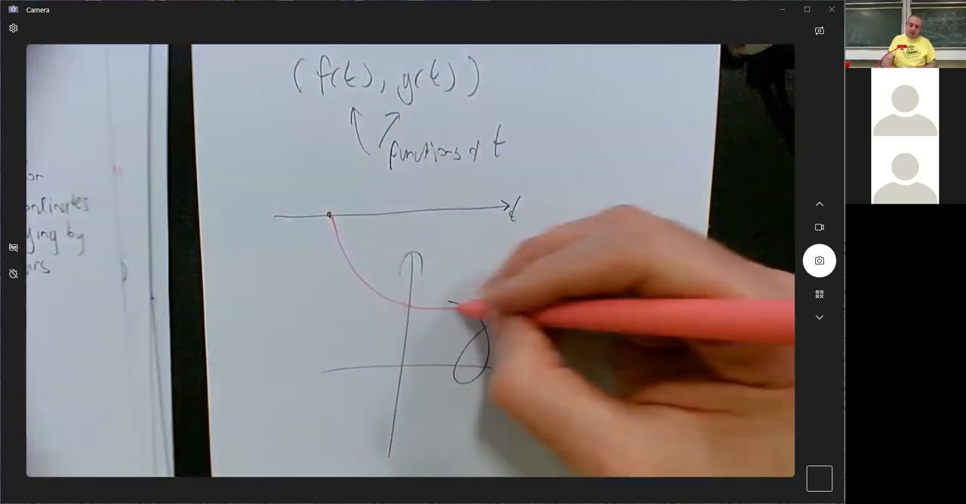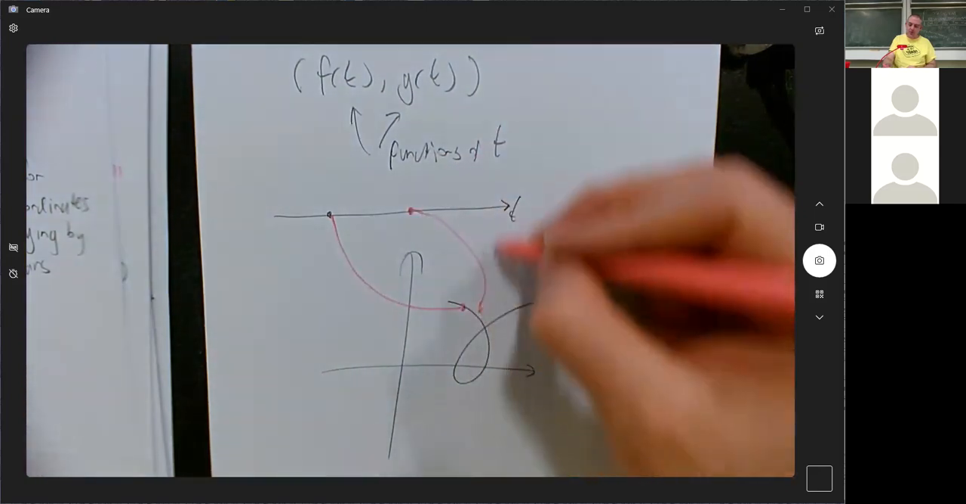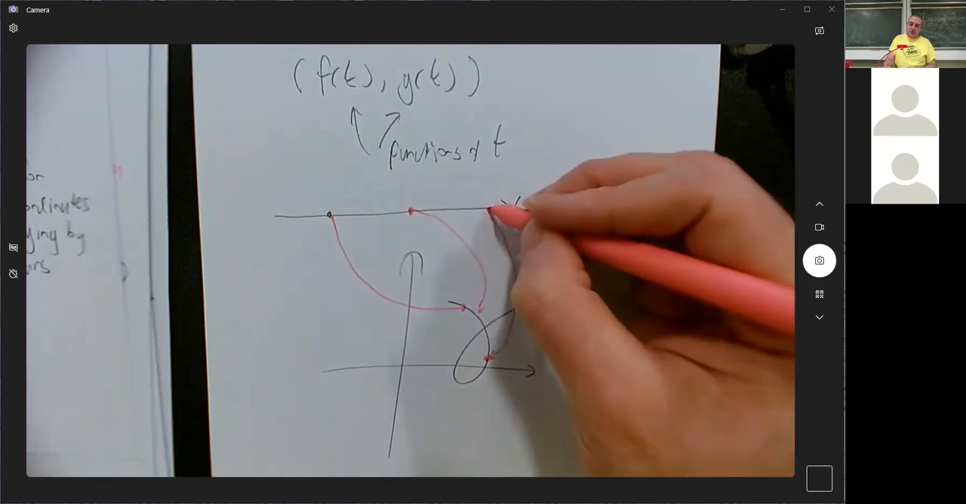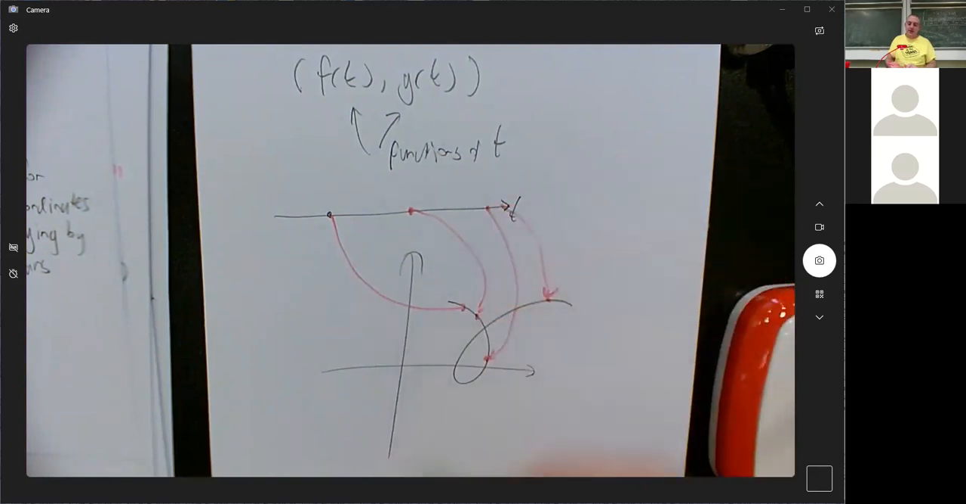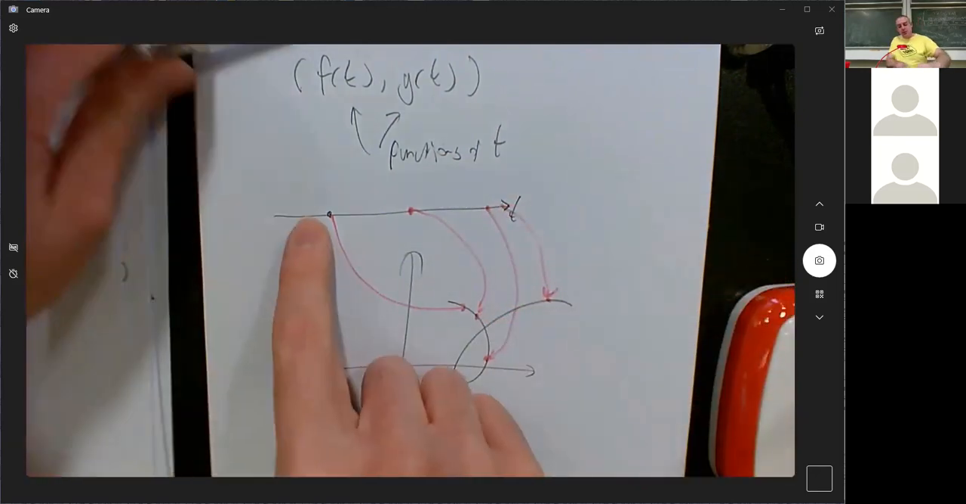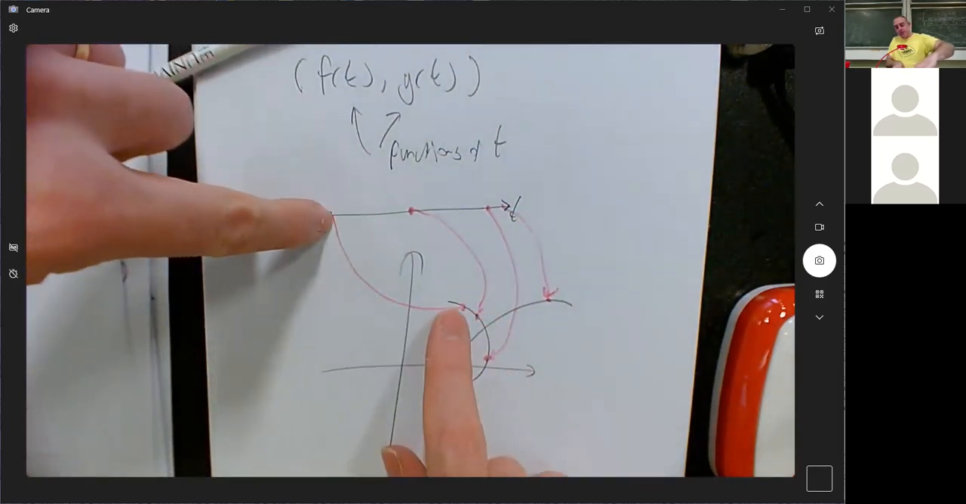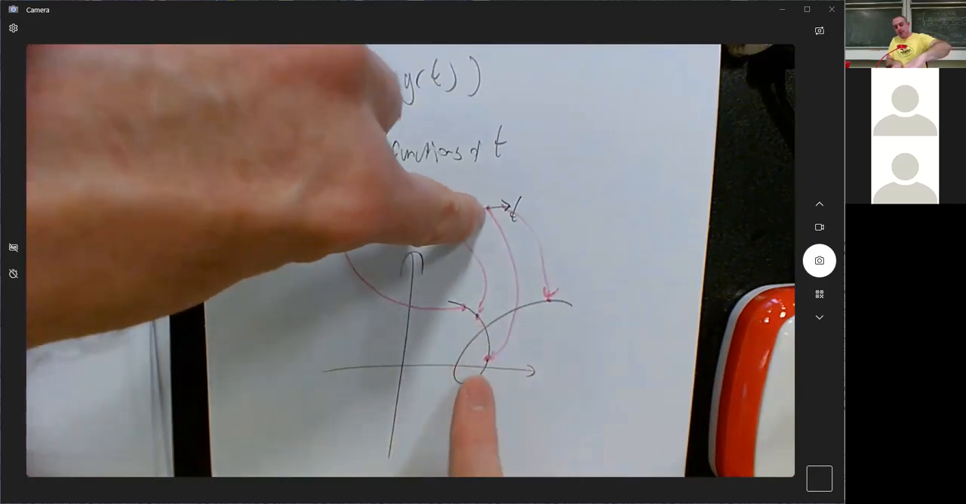As t moves forwards, each value of t produces one of the points on this curve. So this value of t produces that point, and this produces that point, and maybe this produces that point, and maybe this produces that point, like that. And as t moves forwards along here, this moves around the curve.